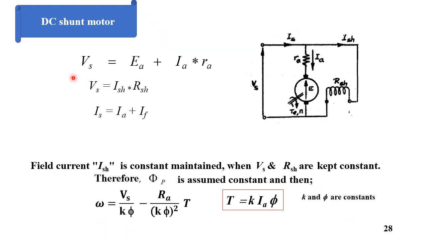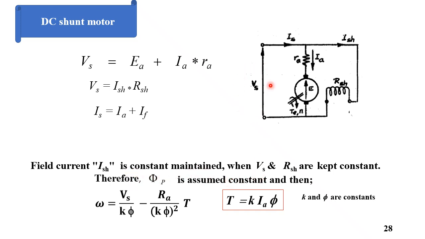For the shunt DC motor, we have V supply equals back-induced EMF plus IA RA, and this is equal to the voltage across the shunt resistance, which is I shunt R shunt. The current supplied by the source is equal to I armature plus I shunt. Then we have IS equals IA plus I field or I shunt. The field current, which is I shunt, is constantly maintained as the supply is constant.